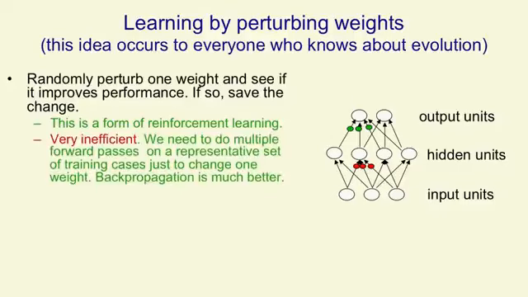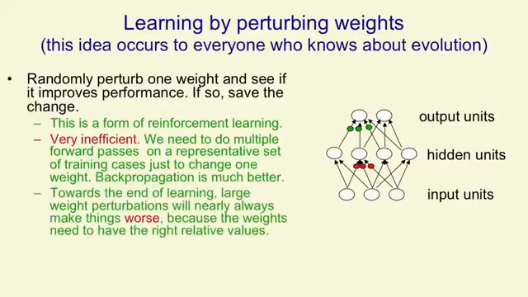The problem is it's very inefficient. Just to decide whether to change one weight, we need to do multiple forward passes on a representative set of training cases. We have to see if changing that weight improves things, and you can't judge that by one training case alone. Relative to this method of randomly changing a weight and seeing if it helps, backpropagation is much more efficient. It's actually more efficient by a factor of the number of weights in the network, which could be millions.